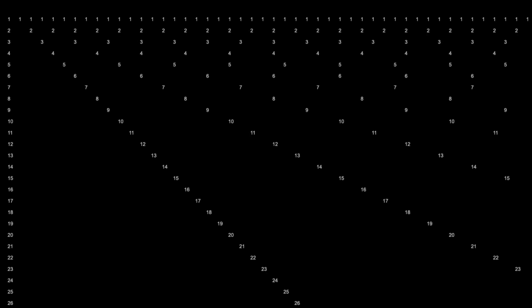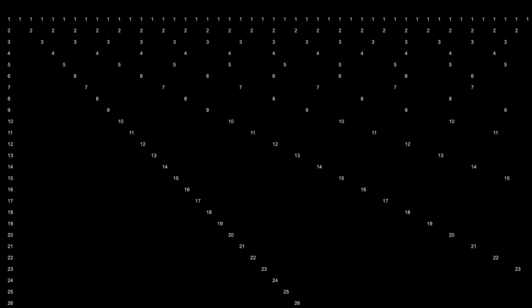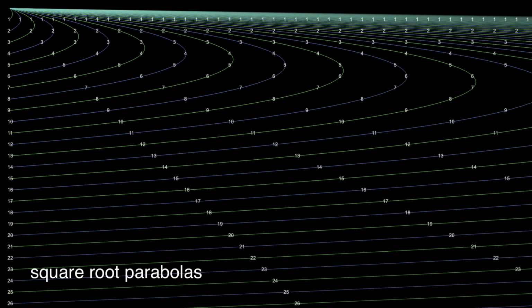First, there are the divisor lines originating from the number 0, each of which contain every natural number. Then we have the product curves, which also contain every natural number, but they contain different sets of divisors than the 0 lines. And we also have the square root parabolas, which contain all numbers from 0 to n, with n being the order of the parabola.